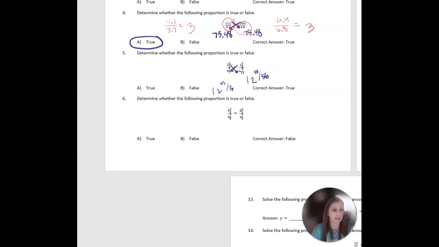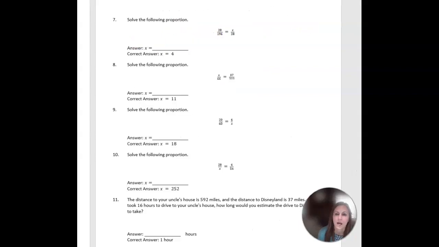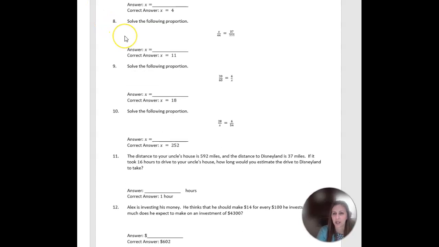I'm going to pause this and get back to the next section. Okay, the next section is solving proportions with an unknown value. So in other words, we're going to solve these equations for x, okay? Let's start with number 9, okay? So we have 20 over 60 equals 6 over x.